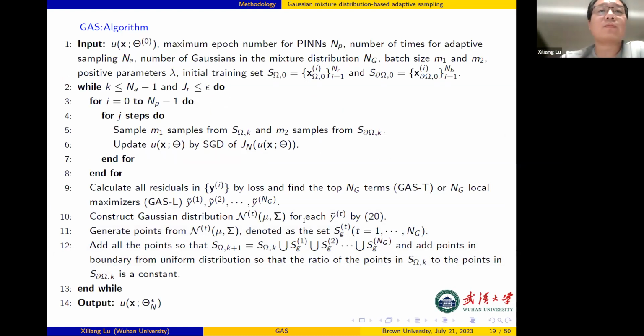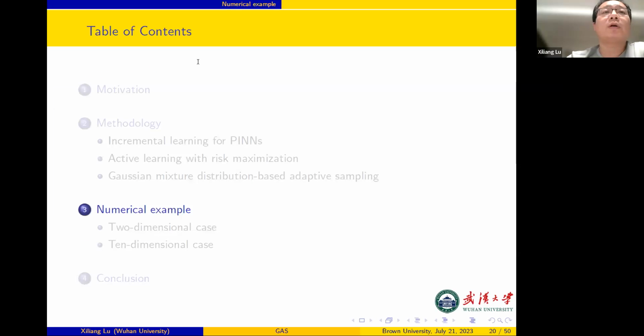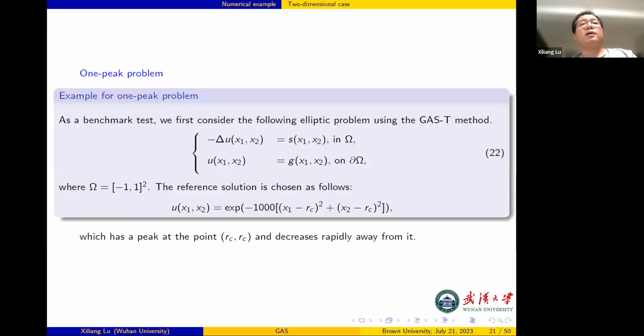For the inside, we just use SGD to train, because it's nothing but the PINNs with different sample points. When you have more and more sample points, we just train the PINNs for a fixed number of epochs. All right, so that's our algorithm. Let's see the numerical examples.